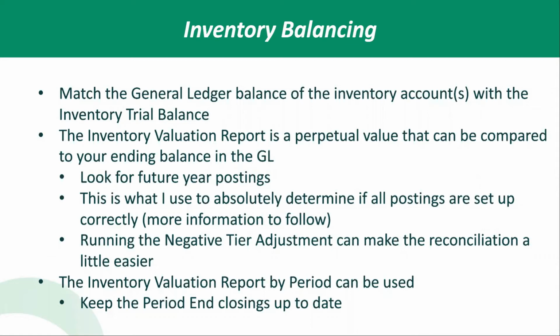So if you've got any kind of valuation method on your inventory that is not average cost or standard cost, then the negative tier adjustment should be run periodically. And Sage has added the inventory valuation report by period. So you can utilize that, but I have found it's not 100% reliable. If you are not good about keeping your period end closings up to date, then that may not be totally accurate.